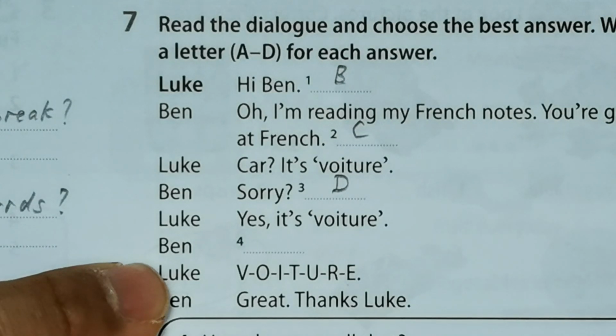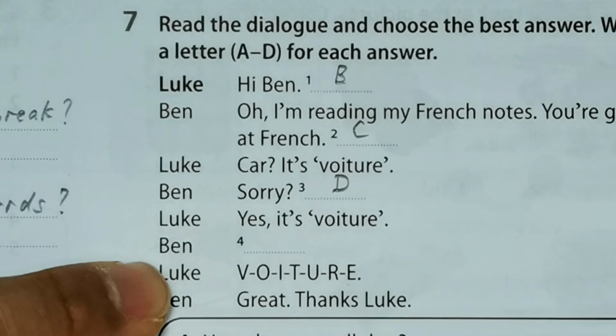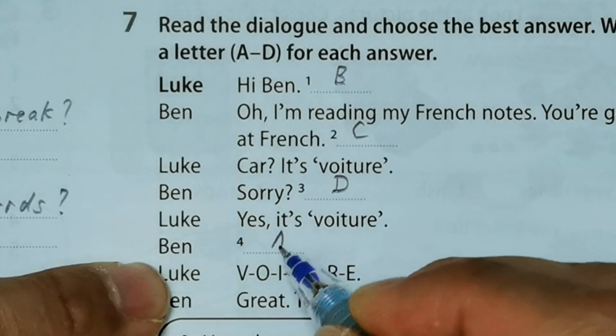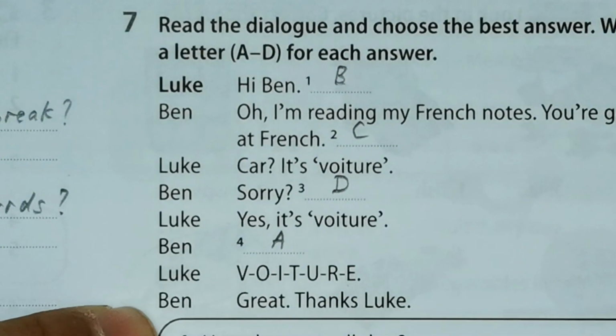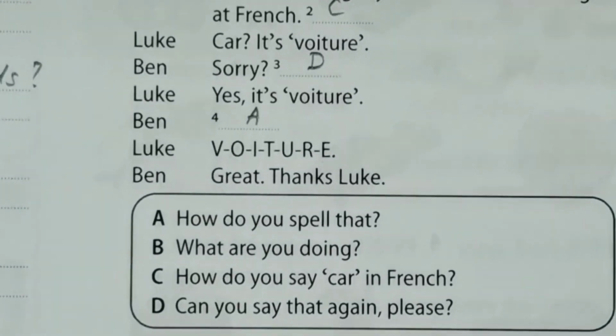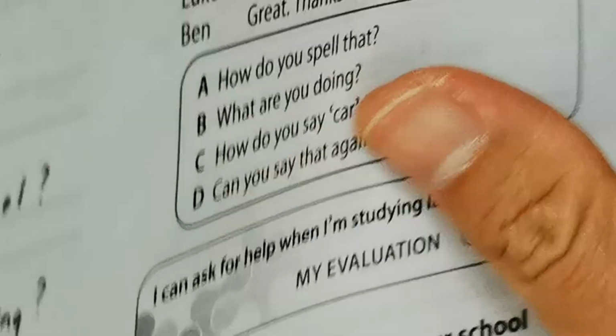So Ben will say, of course, we just left this answer here. How do you spell that? Voiture. So number 4. So we have A here for voiture. And then Ben say great, thanks Luke. So that's a conversation here. And then we move on to writing.